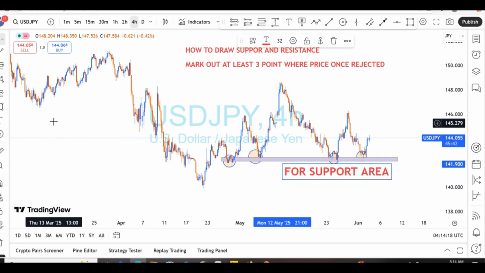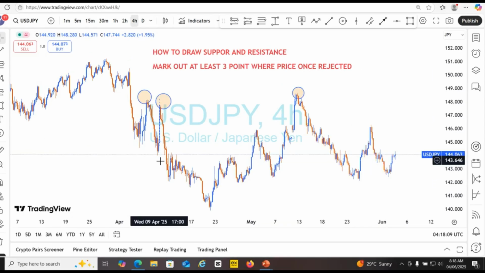So now let us go to resistance. Now we can draw resistance. The same thing applies, just like how we draw support. We look for 3 points where price once rejected. Now we mark this point, this is one point where price rejected. This is another point where price rejected. Another point here where price rejected. Now we take the rectangle tool and connect those 3 points there also.